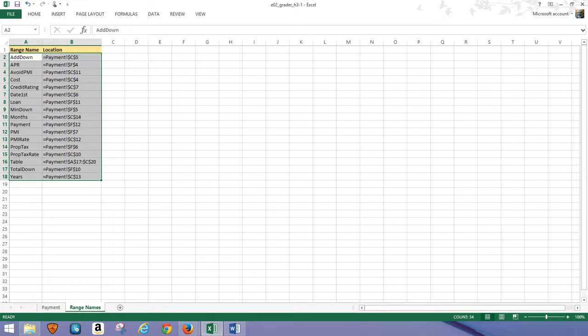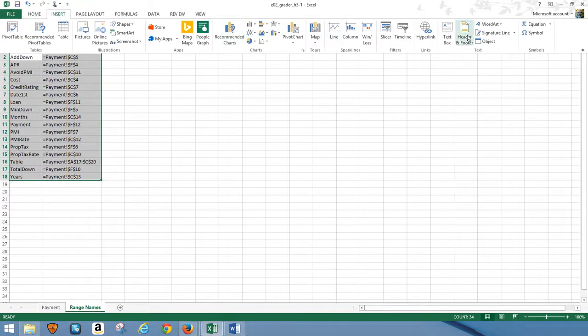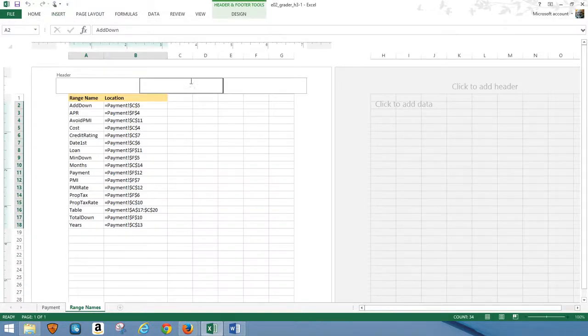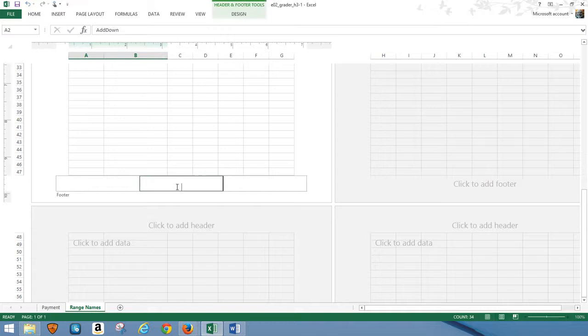Now 16, create a footer on each worksheet with the text Exploring Series. Okay, so what we do now is we need to put a header and a footer on everything. So we go to Insert, and over here is Header and Footer. We click that. And now we have a header and a footer. Well, what they want is only the footer. So we move down here to add a footer.